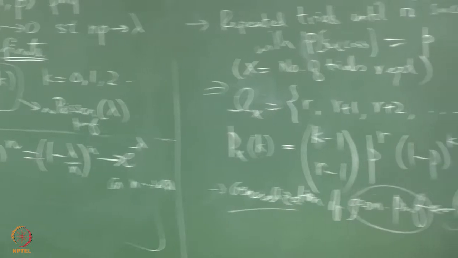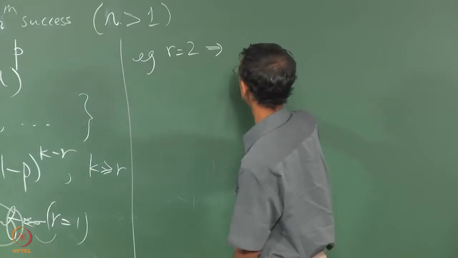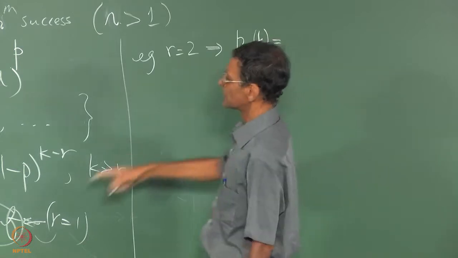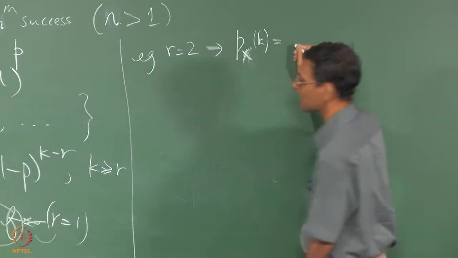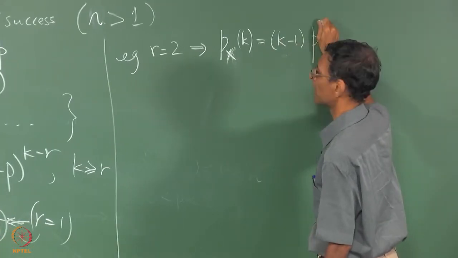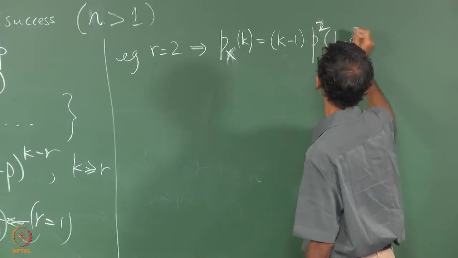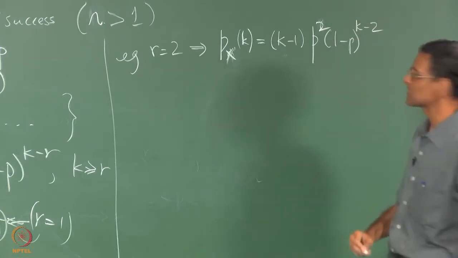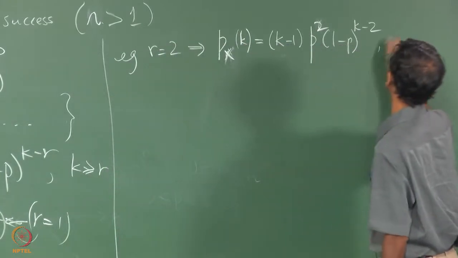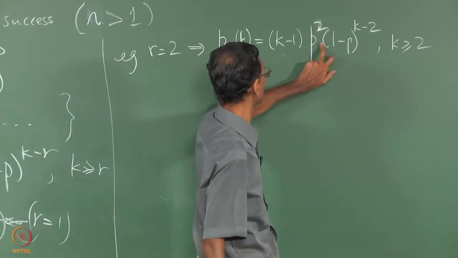So let me look at it here. r equal to 2 gives you P_X of k as what? k minus 1 choose 1 is exactly k minus 1, and you have p to the power r, so p squared, times 1 minus p to the power of k minus 2. Now this is somewhat easy to add up, because this p squared does not depend on k.